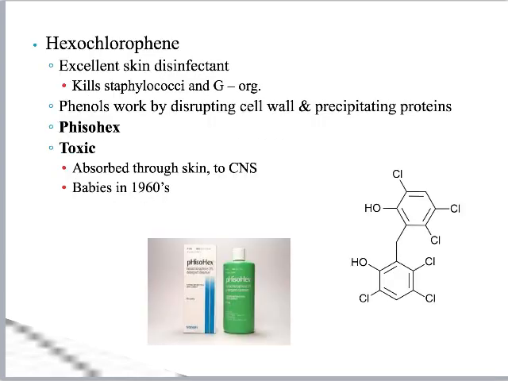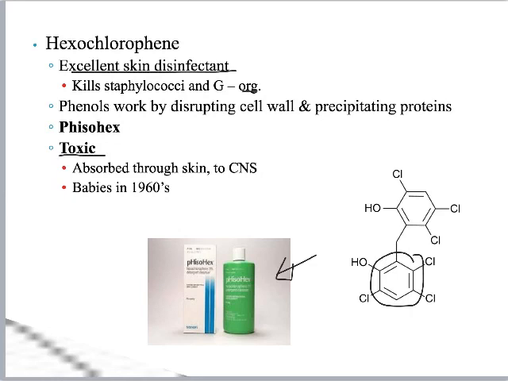Okay, hexachlorophene is an example. They call it PhisoHex. It's an example of a disinfectant that is kind of bad. Okay, so it's a really, really good skin disinfectant. If you put it on your skin, it will kill staph and gram-negatives. It has phenols in it, so the phenols break apart the cell wall and disrupt the proteins. So it's going to kill organisms.